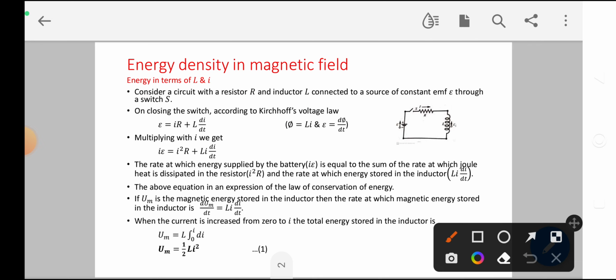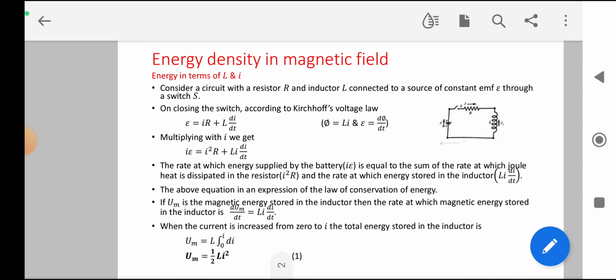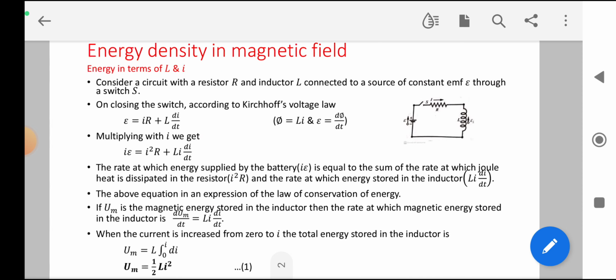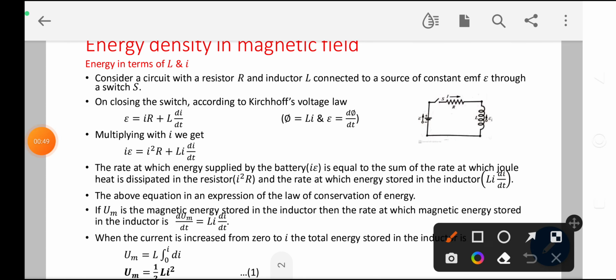Here we have to explain energy in terms of L and I, and also in terms of B. L is inductance, I is current. Energy in terms of L and I.